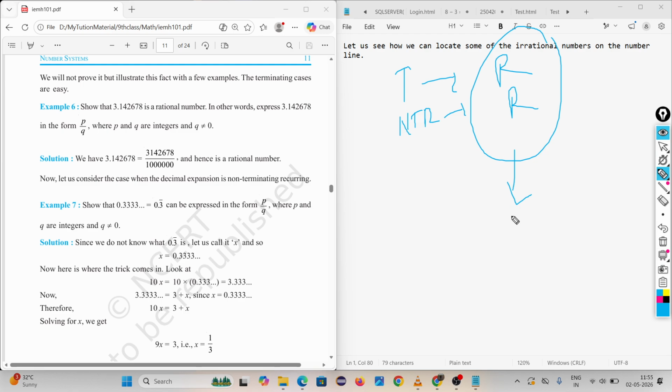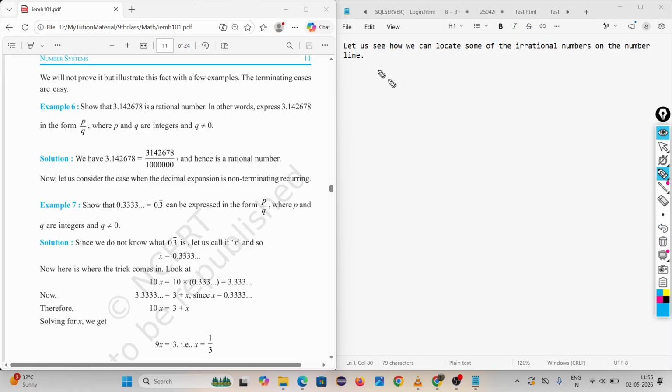We can write the number in p by q form, where q is not equal to 0, and p and q must be integers. This is the three characteristics. If I tell you that a terminating decimal comes under rational numbers, that means I can write it in p upon q form, where q does not equal 0 and p, q must be integers.